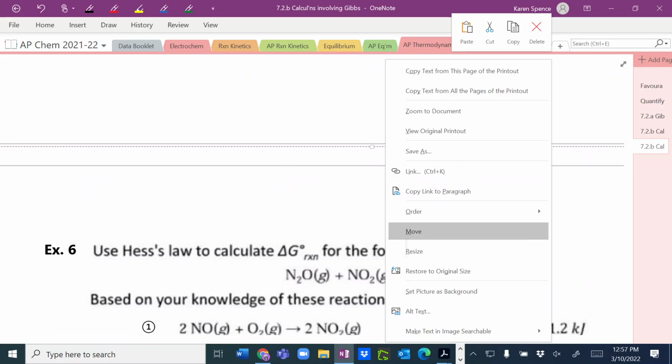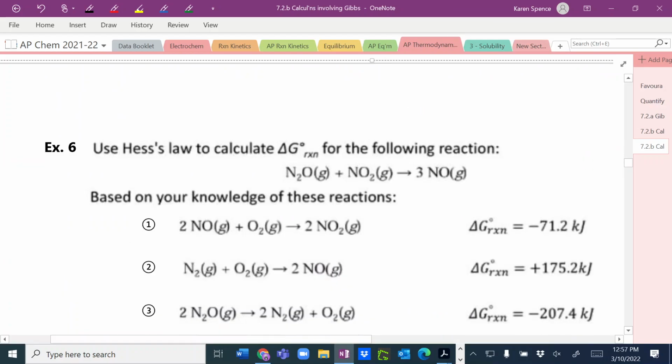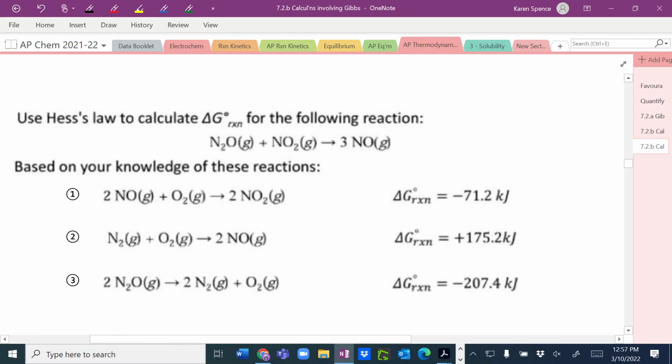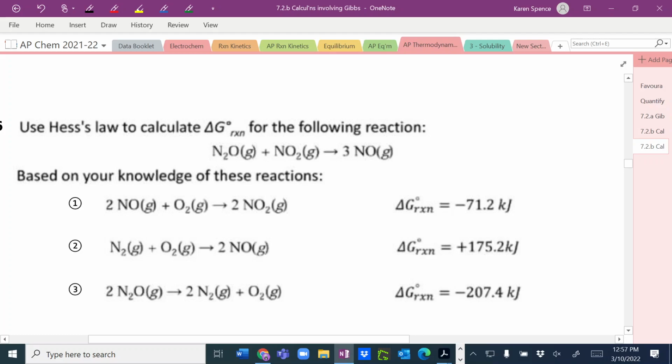All right. What else we got here? Let's review Hess's law, shall we? So how Hess's law works, it's actually really hard to find examples using Hess's law for delta G. I don't think you'll come across it, but I really wanted to review Hess's law with you just to make sure you feel good about it. So I'm going to give it to you here, all right?